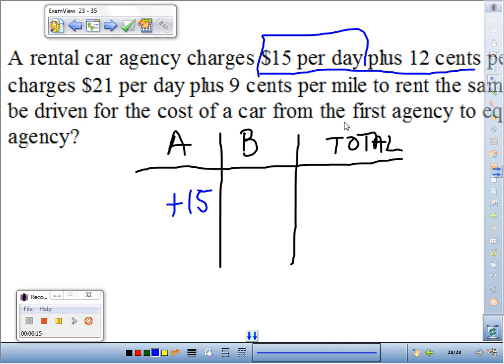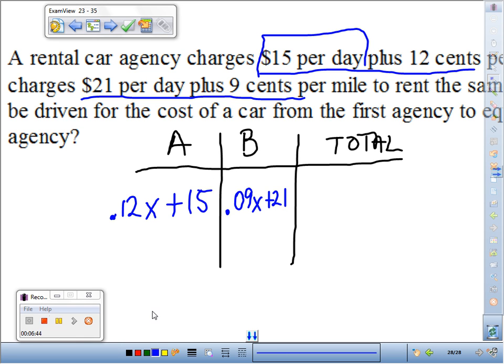How much do they charge per mile? 12 cents. Do we know how many miles they're going to drive? No. So that means 0.12x. Second agency. They charge $21 per day, 9 cents per mile. So what would be my equation? 0.09x plus 21.